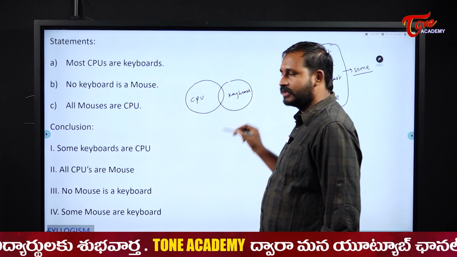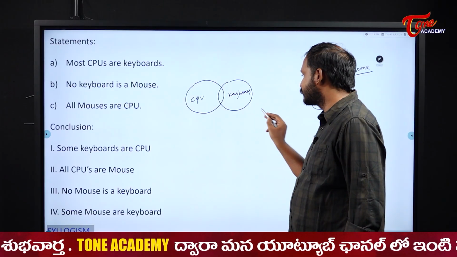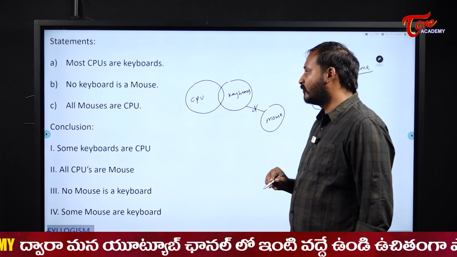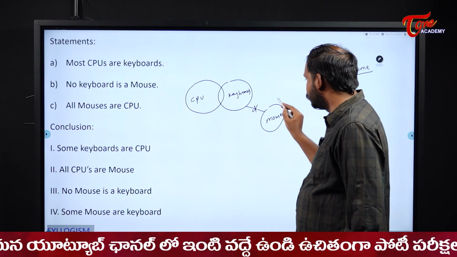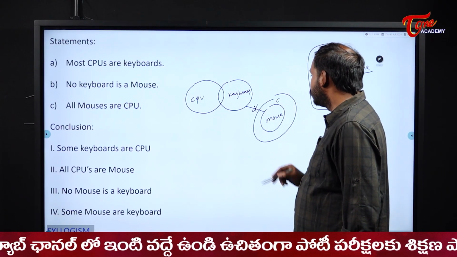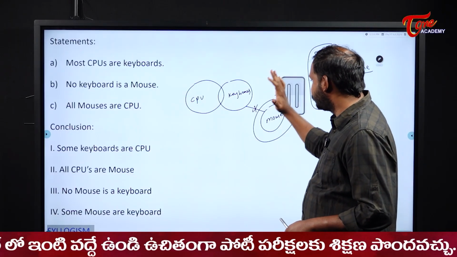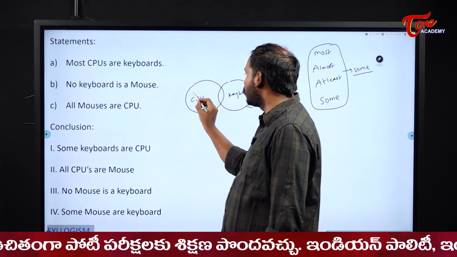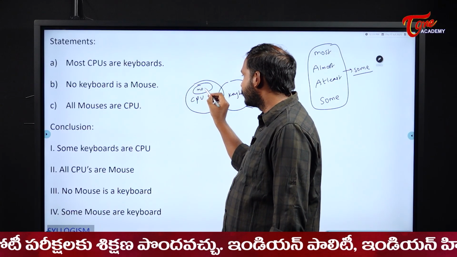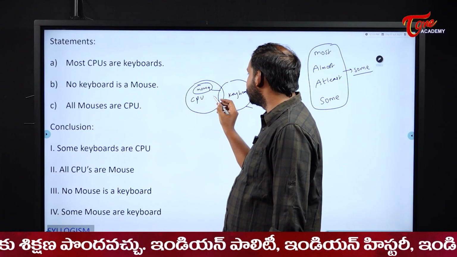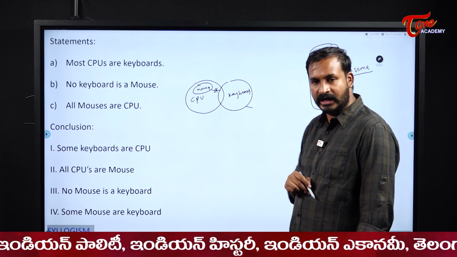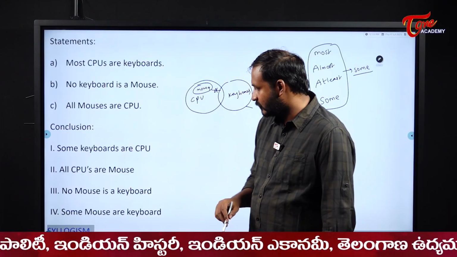Some CPUs are keyboards. Next, no keyboard is mouse. There is no relation between mouse and keyboard. Next, all mouses are CPU. All mouses are CPU, right? So where will I draw that one? All mouses means I will draw all mouses inside CPU. And there is no relation between mouses and keyboards. Understood? Right? Now come to conclusions.